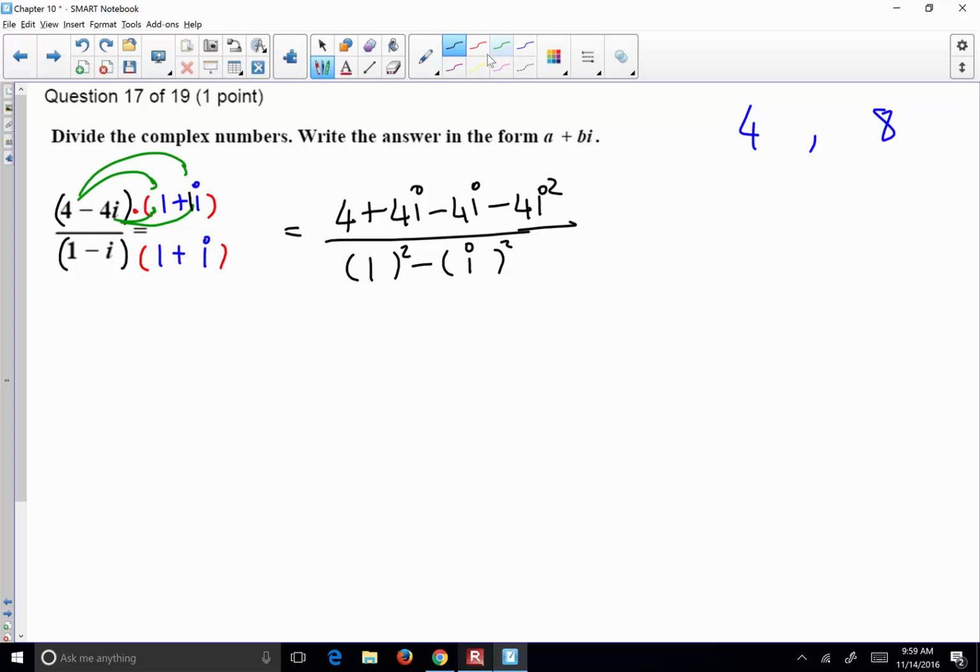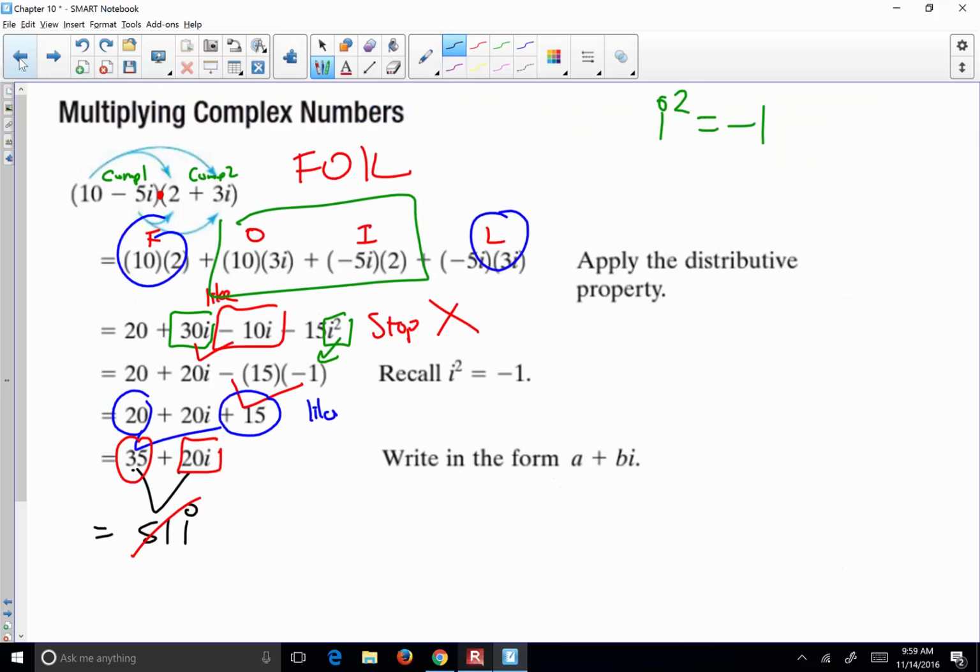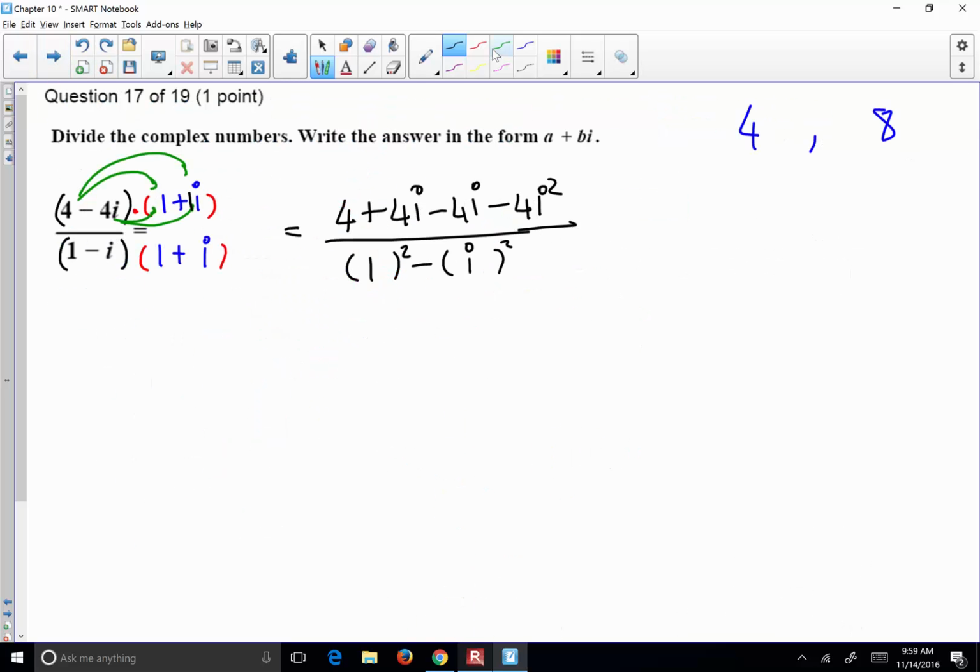Okay. When we are multiplying with FOIL, what did I tell you here? You need to always combine middle terms and also last terms once you figure out i squared is minus 1. Last terms combine, middle terms combine. First and last terms must combine because this i squared is minus 1. Minus 4 times minus 1 is positive 4. Adding another positive 4 to positive 4 is 8.